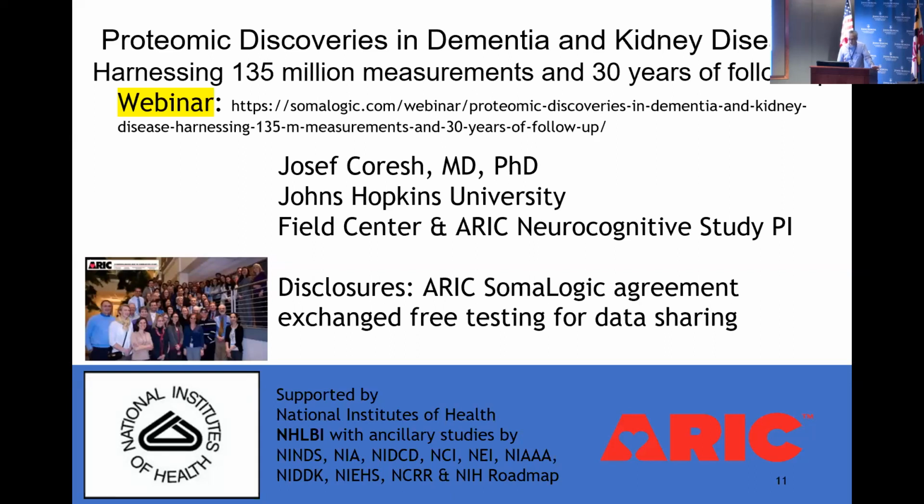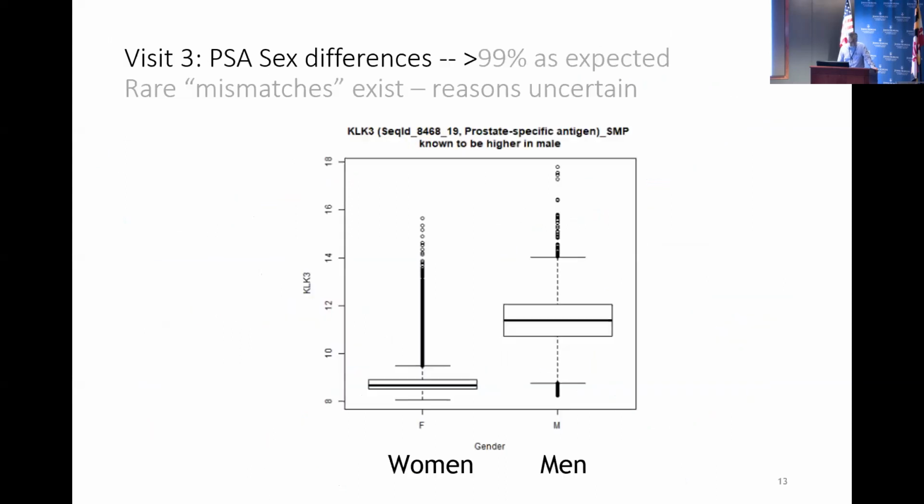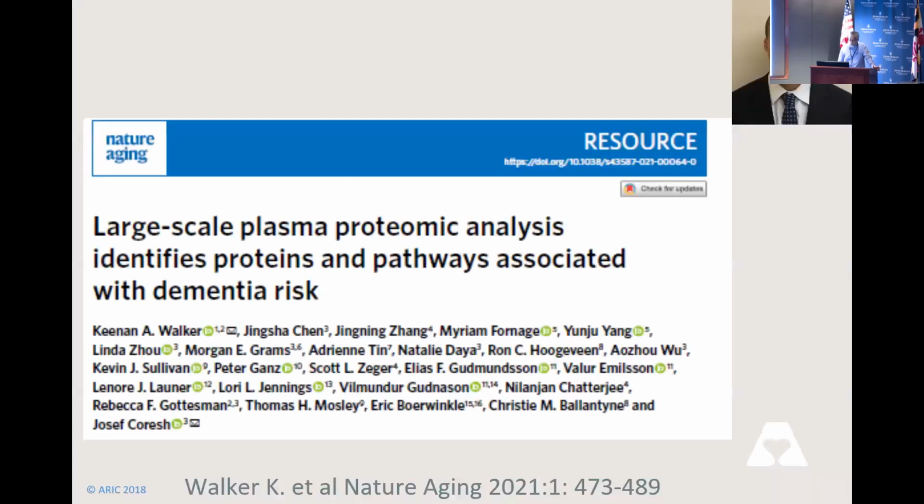So I did a webinar. You can look at this webinar on this. It's interesting. Some proteins, you measure them by targeted and untargeted, you get a great correlation. Some things you get 0 correlation. So it's an interesting world, this world of proteomics. You see things like PSA, which should be higher in men than women, but every once in a while you see women with measurable PSA levels. Is that biology? Is that trans? Is that mistakes? You can learn lots of things.